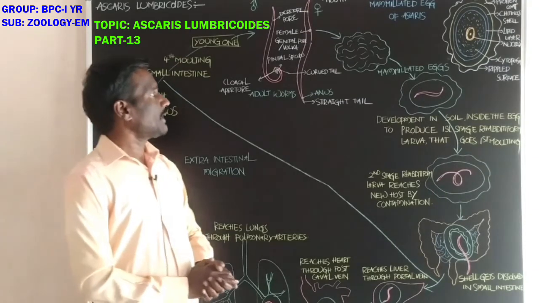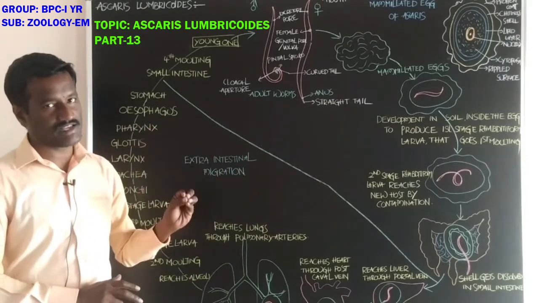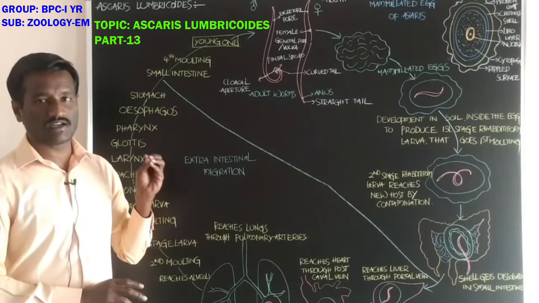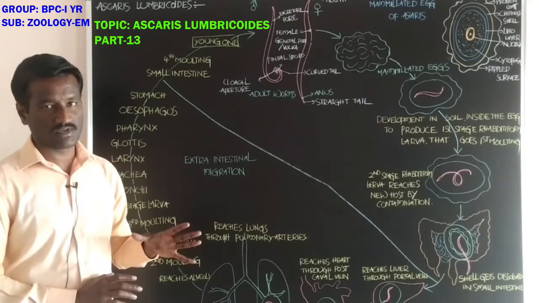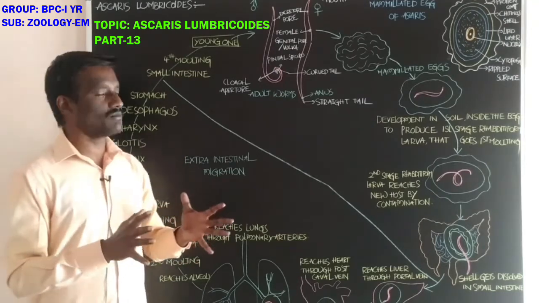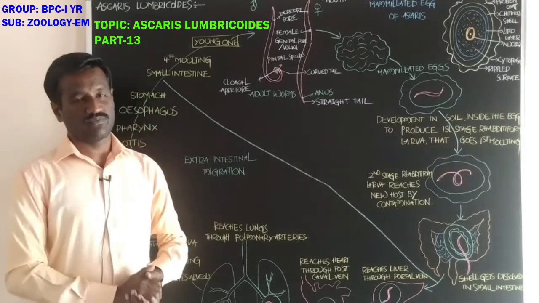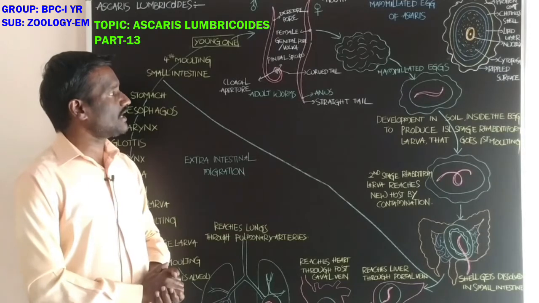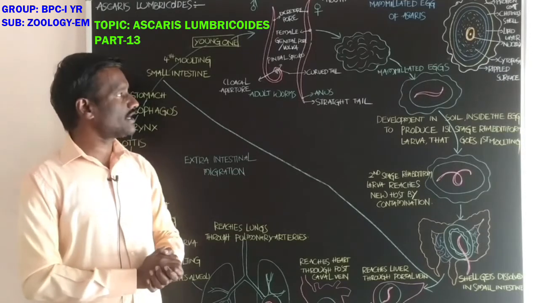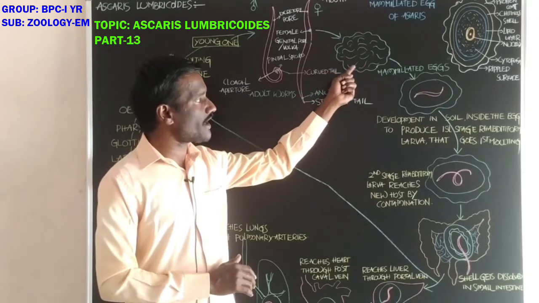Okay students, next. Fertilization takes place in the region of the small intestine of man. After fertilization, the female worm releases 2 lakh eggs per day. These eggs develop into mammillated eggs.